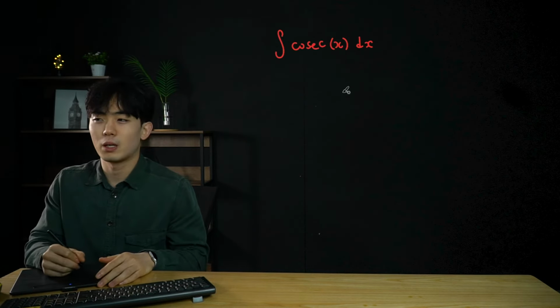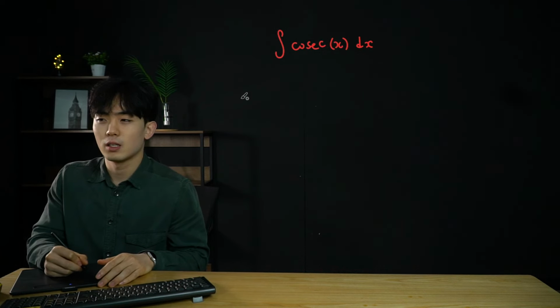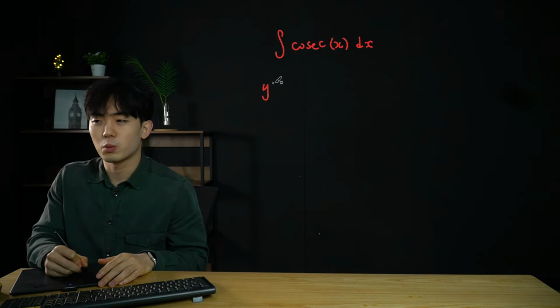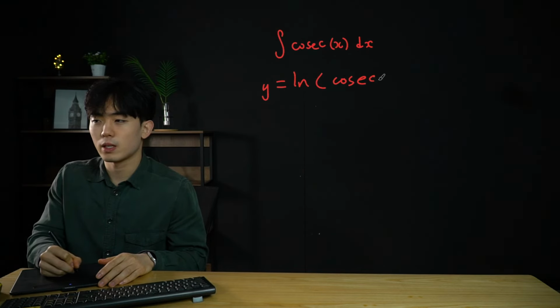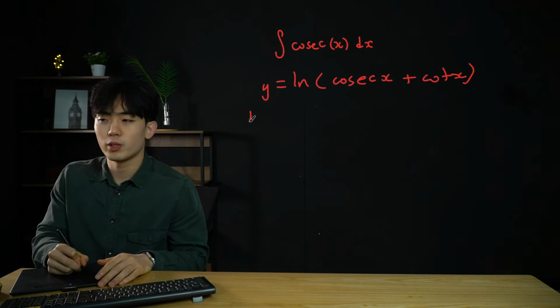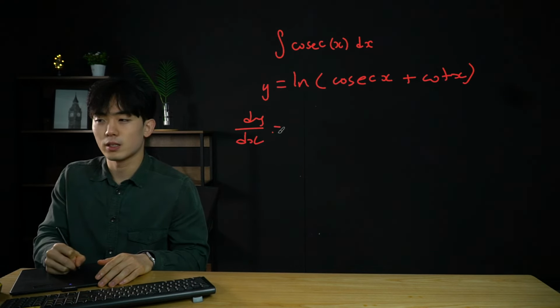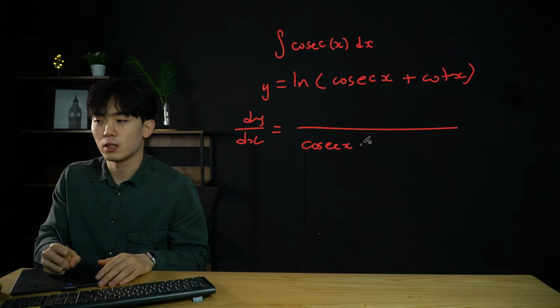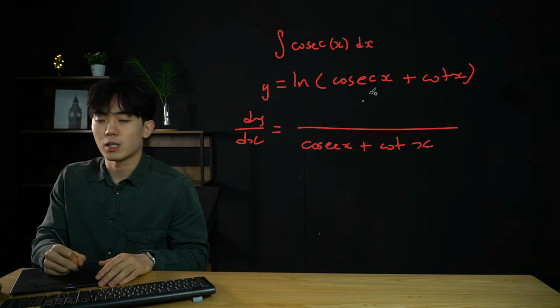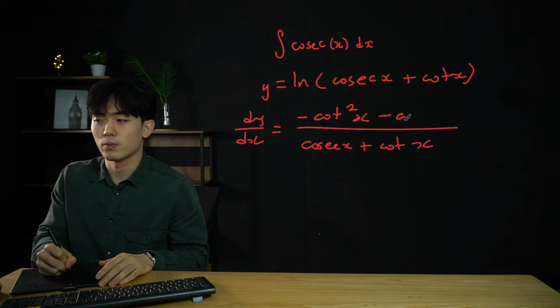Okay, so the last one I'm going to do is this cosecant x, okay? So this is another tricky one, so we're going to let y equal to the natural log of cosecant x plus cot x. If we differentiate this, we would get cosecant x plus cot x in the denominator. Differentiating cosecant x, we get minus cosecant x cot x. And differentiating this cot x, we get negative cosecant squared x.